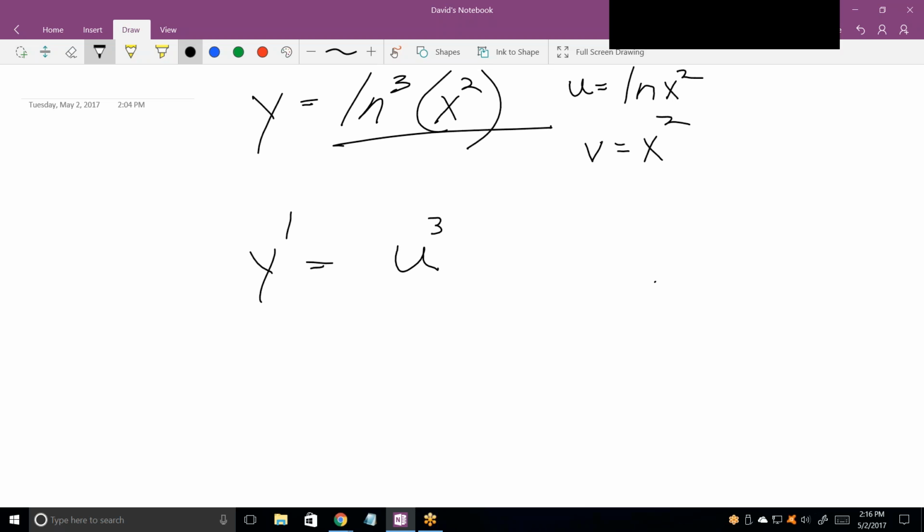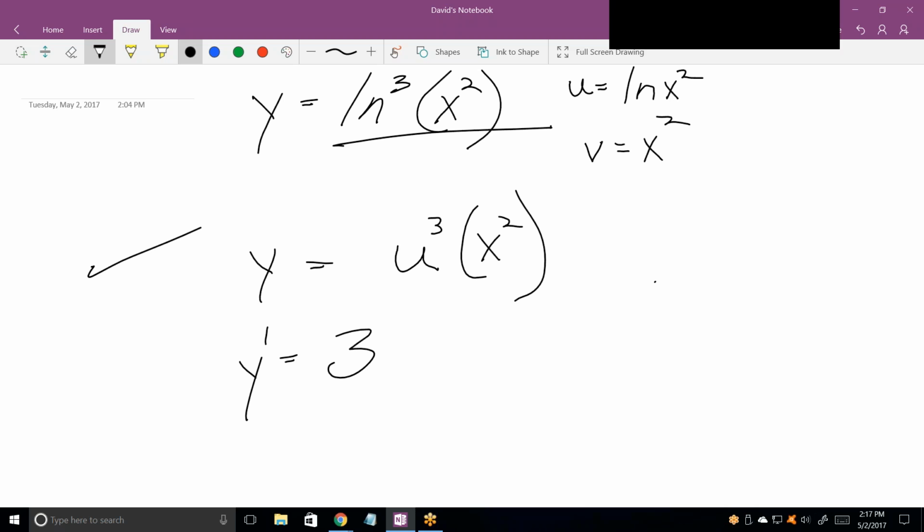So if I use this, then y is u cubed of x squared. Now, if somebody gave you this problem and said differentiate, no, excuse me, my apologies, y is equal to that, not y prime.